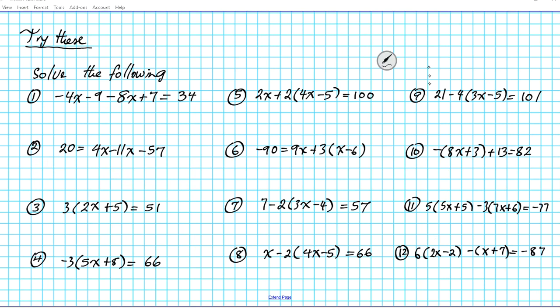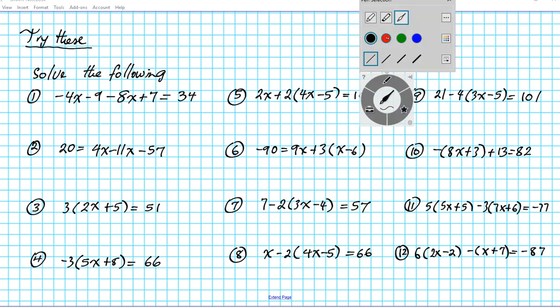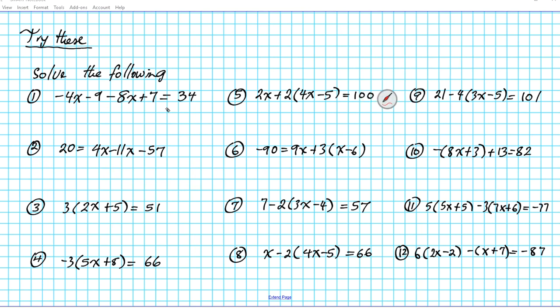Alrighty, welcome back. So hopefully you had a chance to try out these examples. Let's take a look at what the answers are. For question number 1, the answer is x equals negative 3. For number 2, it's x equals negative 11. Number 3, x equals 6. Number 4, x equals negative 6. Number 5, x equals 11. Number 6, x equals 6.